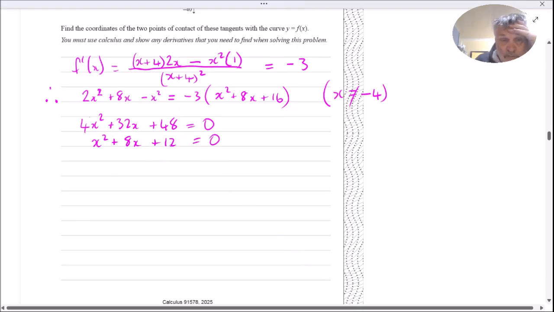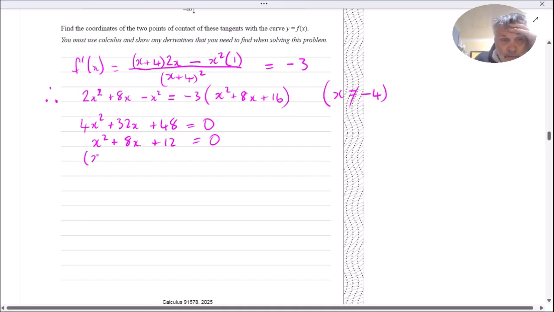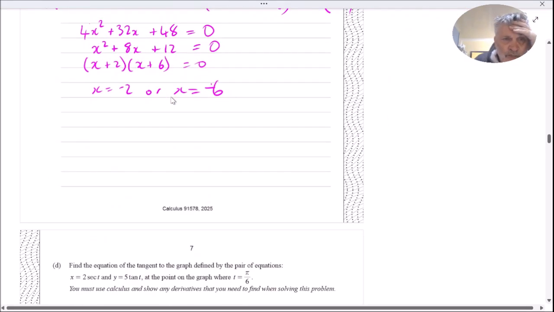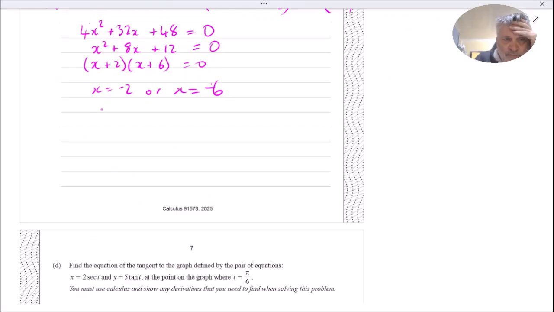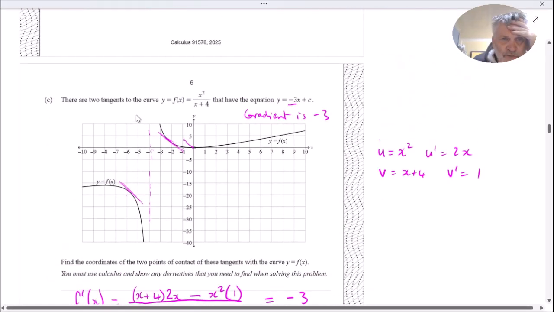And two numbers that multiply to 12 add to 8. That's 2 and 6. 2 6s are 12, 2 plus 6 is 8. So x is negative 2, or x is negative 6. And I think that's all. I didn't say coordinates. Find the coordinates of the 2 points. So we need, at both of these points, to find out the function value. What's it called? F? Yep.